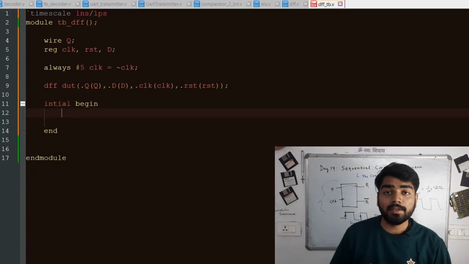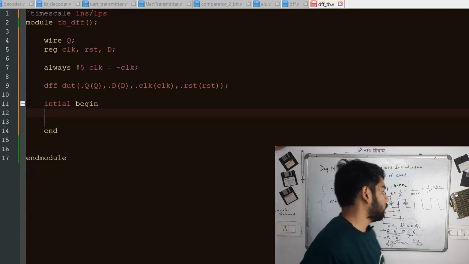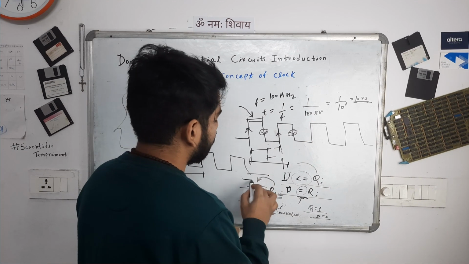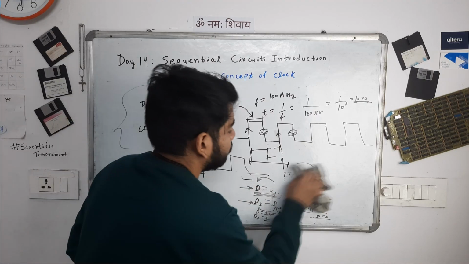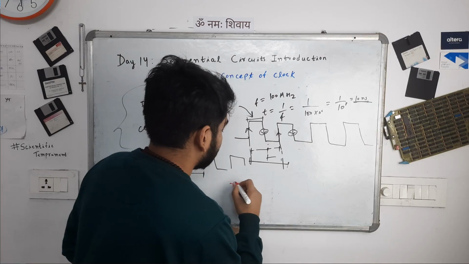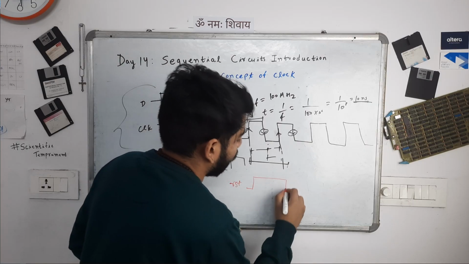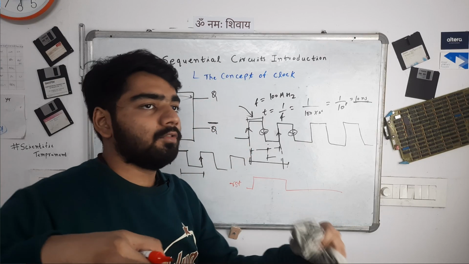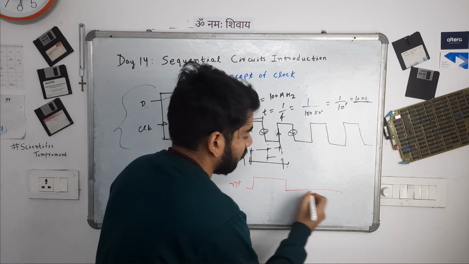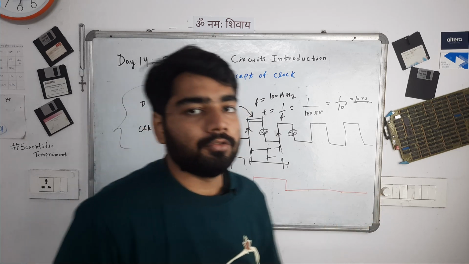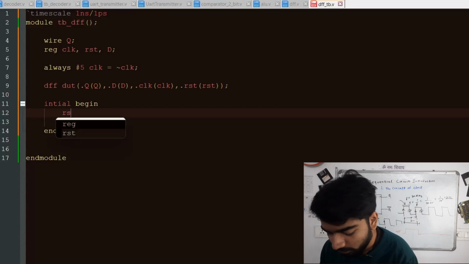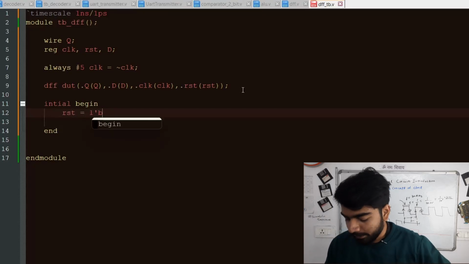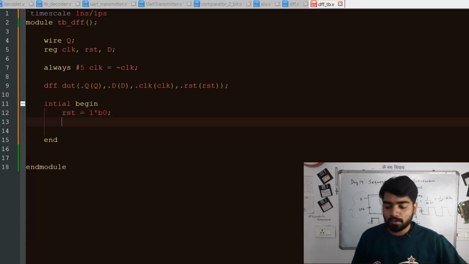So since we have a reset, what I am going to do is, for one clock period I will keep the reset high. Okay, so let me wipe all this. What I'm going to do is have the reset signal high for the first one cycle of clock, and then I will keep the reset low forever. Okay, so for that, initially I'm going to write reset equal to 1'b0, right? Then I'll wait for one clock cycle.